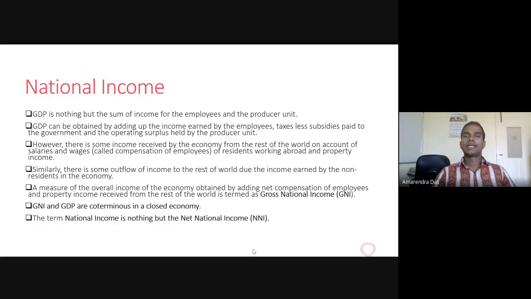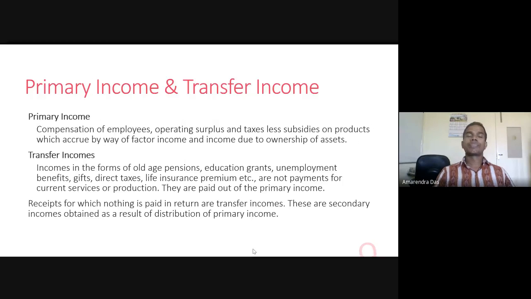To derive the net national income, you have to deduct the depreciation. And so whenever we are talking about national income, it refers to the net national income. That means gross national income minus the depreciation, or we can say minus the consumption of fixed capital, then we get the net national income, which in simple language we use as the national income of the country.